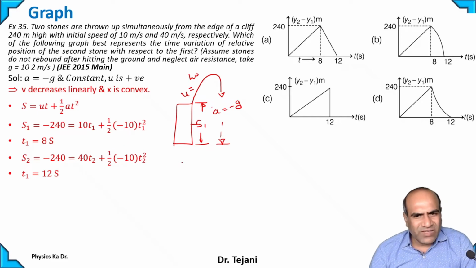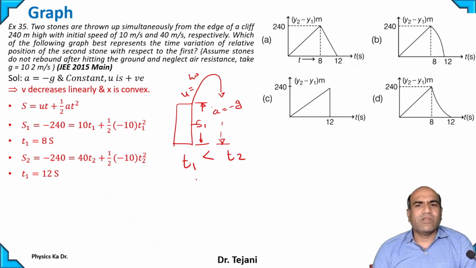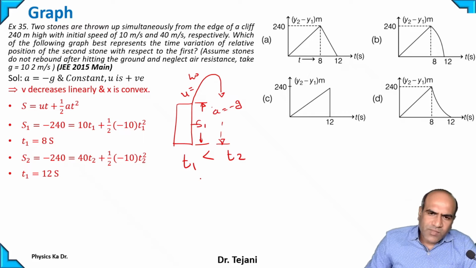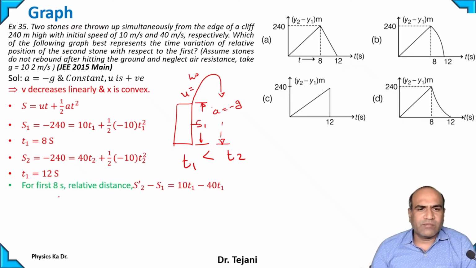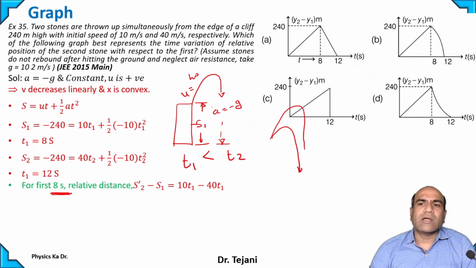See, ultimately, we know that T1 is smaller than T2, that we know very well. Up to T1, meaning for the first 8 seconds, both stones are in the air.